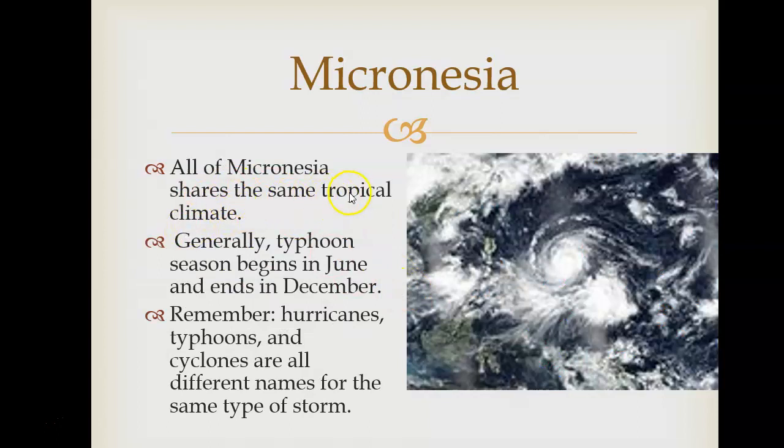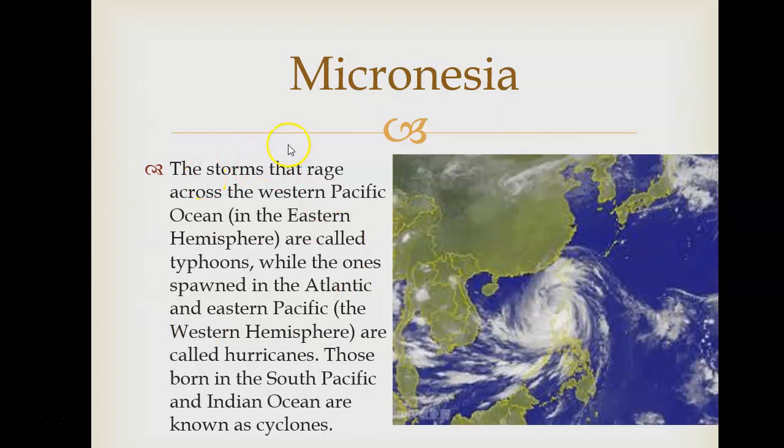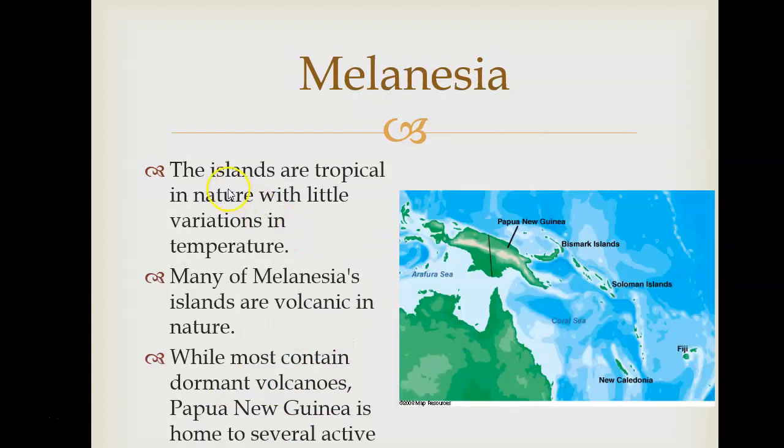They all share a tropical climate. You do have typhoon seasons. Just a reminder, hurricanes, typhoons, and cyclones are all the same type of storm. They just name them differently. Generally, hurricanes happen in the Atlantic Ocean, typhoons happen in the Pacific Ocean, and then you have the Indian Ocean. The name for those storms in the Indian Ocean would be a cyclone.